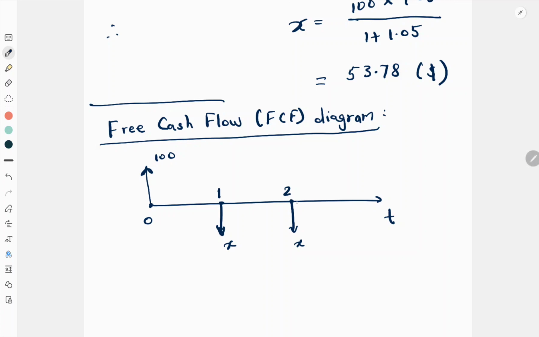And so the objective is to find out what this X is and what is the purpose of this diagram. What is this showing me? So the numbers on the further right, you have to understand that these are happening at a later time.